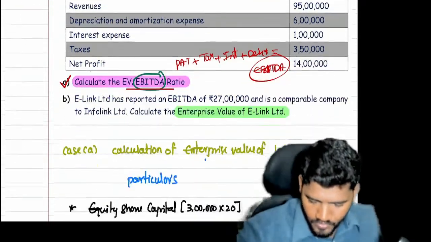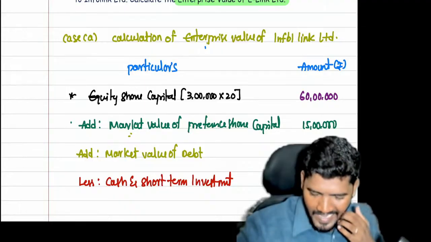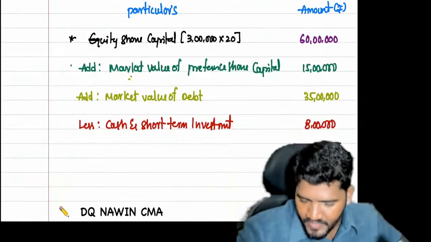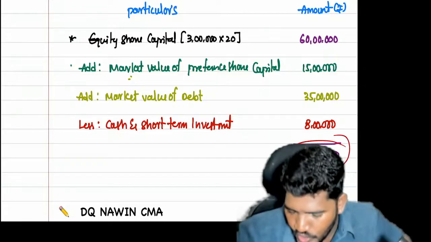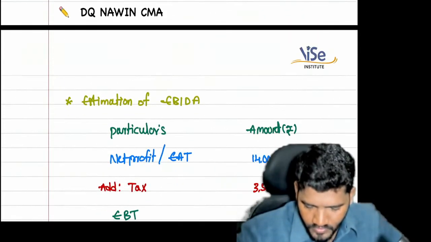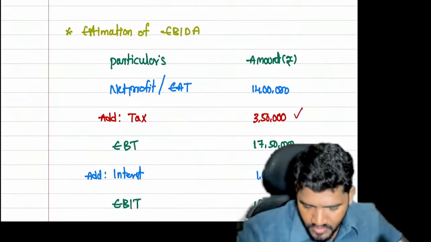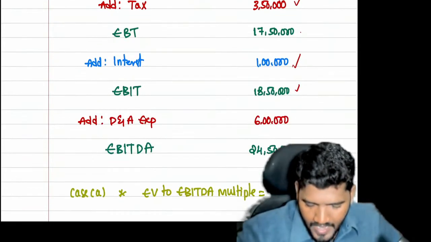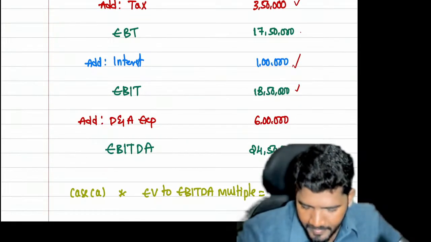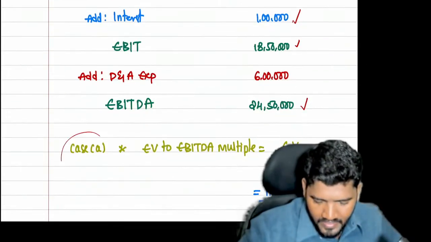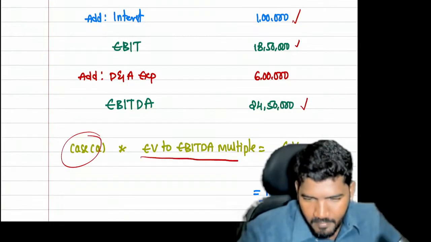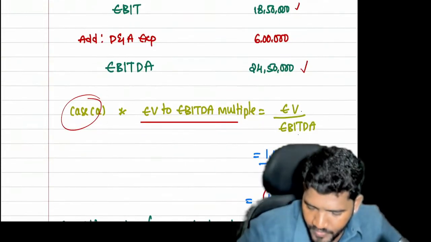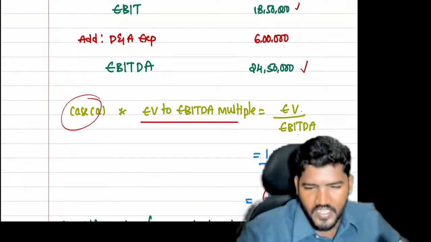Okay. Now, equity share capital, add market value of preference share capital, add market value of debt, less cash and cash equivalents: 1 crore 2 lakhs. Net profit, add tax, EBT, add interest, EBIT, add depreciation and amortization expenses, EBITDA. So case 1, enterprise value to EBITDA multiple, enterprise value divided by EBITDA. So 4.16 times is the ratio or multiple.